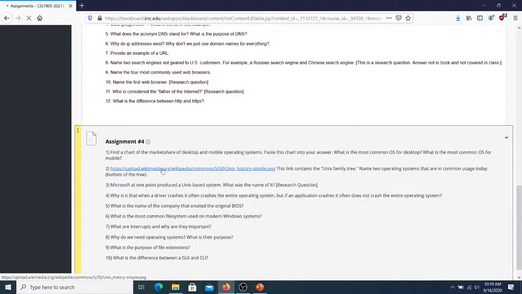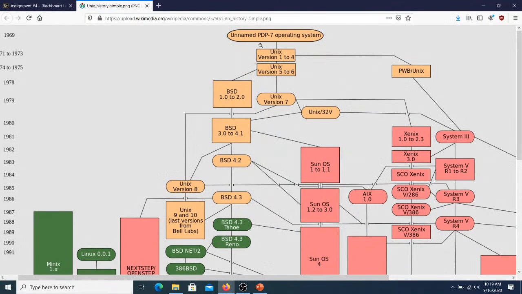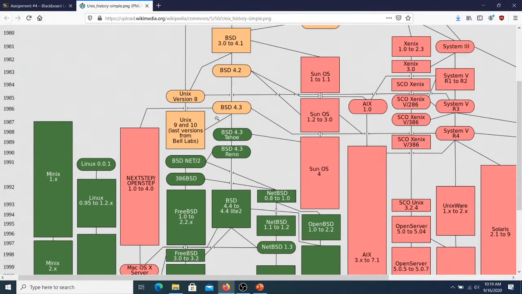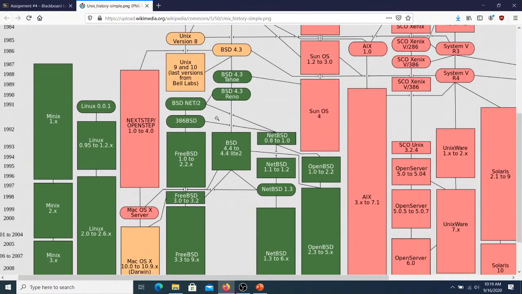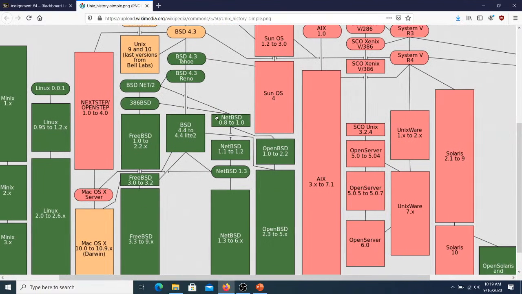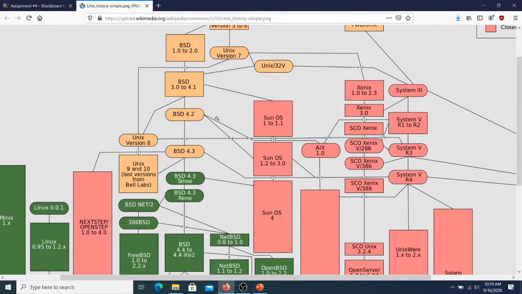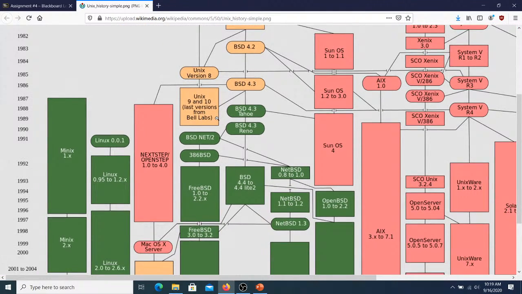And that's what this link is right here. So going all the way back to 1969, this unnamed PDP-7 is just a computer that was popular at the time, Unix operating system. And you can see as they started to license and give away the source code, more and more variants of this Unix operating system started to appear. And some went away and you never really saw them again.